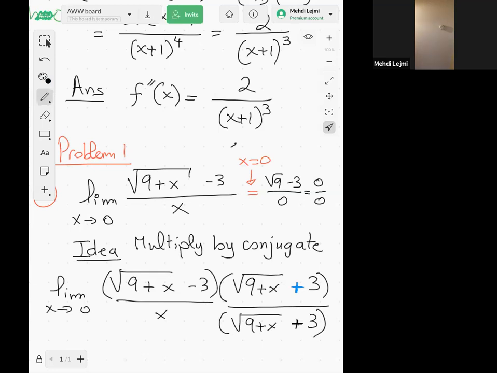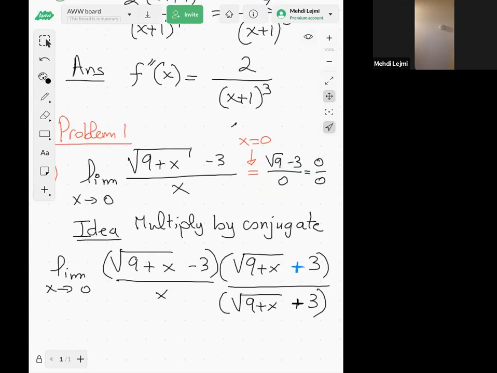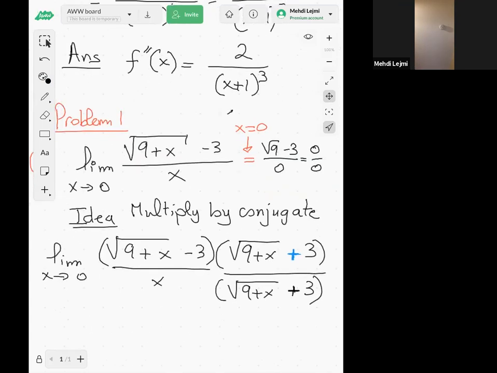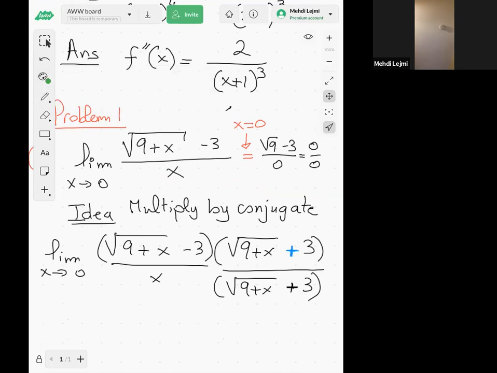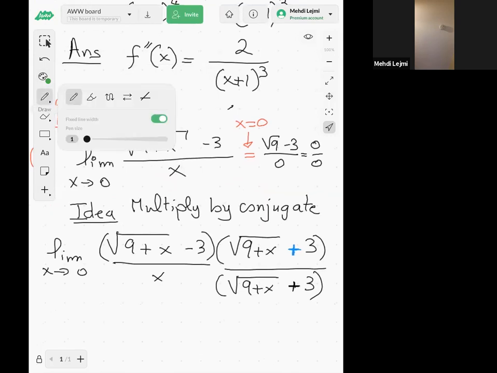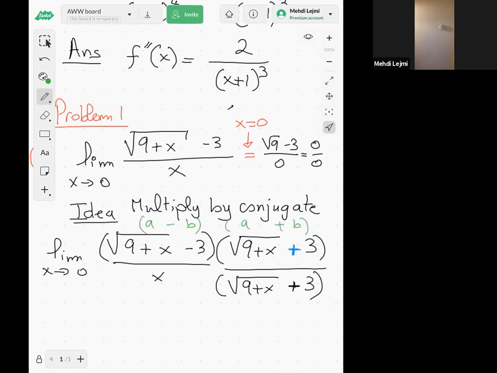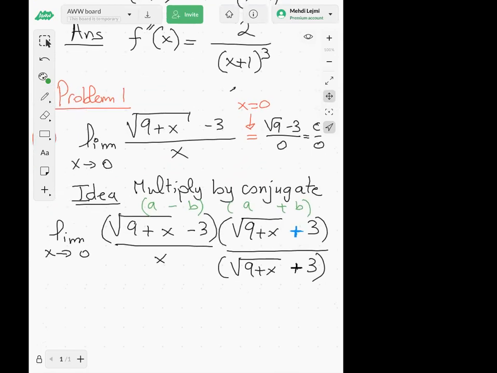Now, why do we do this? Because in the top, it would be like a minus b times a plus b. And a minus b times a plus b would be a square minus b square.